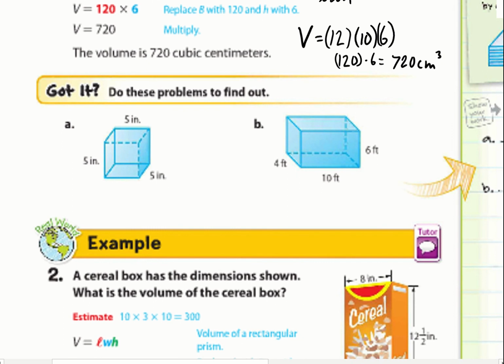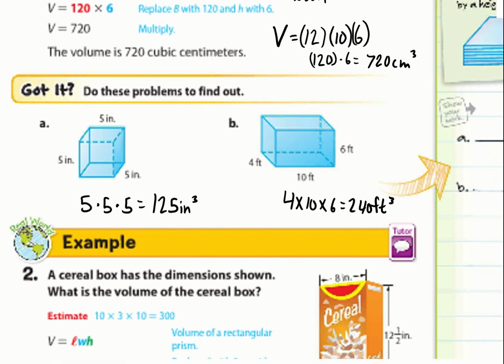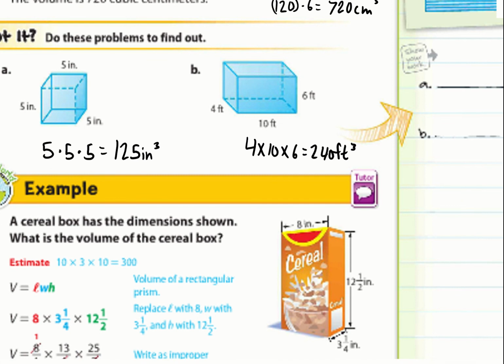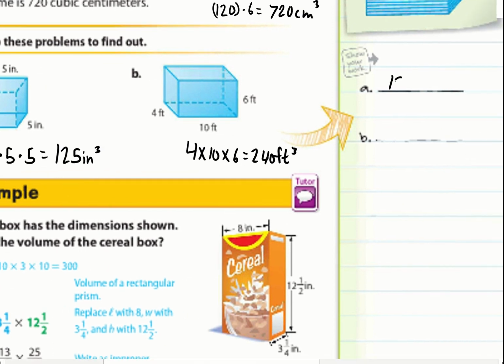So go ahead and try A and B. For A, I have 5 times 5 times 5, plus my inches, equals 125 inches cubed. And for B, I have 4 feet times 10 feet times 6 feet, which is going to be 240 feet cubed.